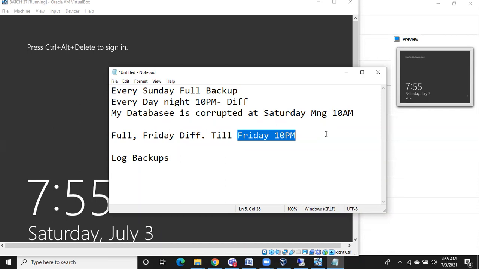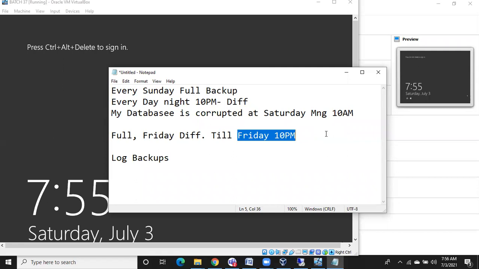It's completely your wish, but usually 80% of organization standards will be a full backup every week, either Saturday or Sunday, a differential backup every day, and a log backup every 15 minutes. This is the backup strategy of most companies. Depending upon the application, some companies will go for a full backup every day, skip the differential backups, and take a log backup every 15 minutes.